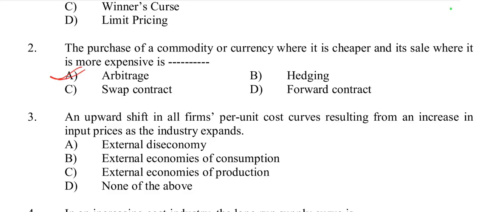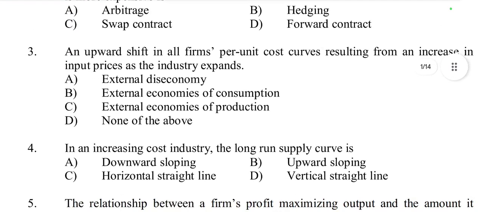Option A, because arbitrage is the act of buying in one market at a lower price and simultaneously selling in another market at a higher price to profit from the price difference. So it ensures price equalization across markets. Hedging means to cover foreign exchange risks, and arbitrage means buying in one market and selling in another market.